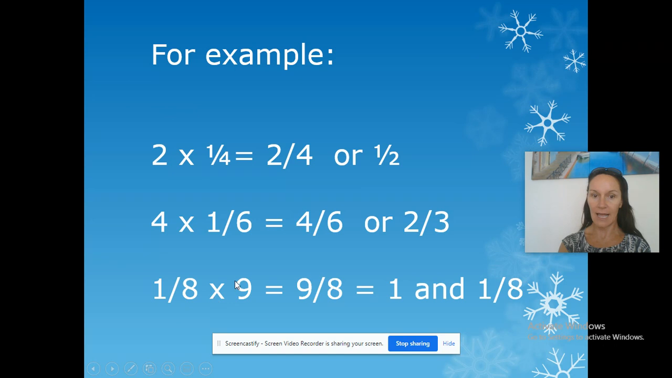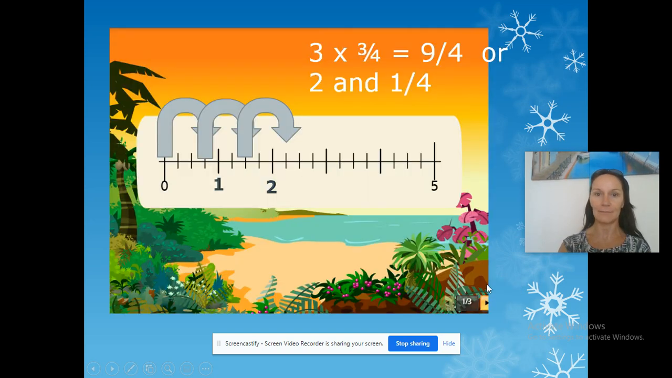1/8 times 9. Well, if I've got 1/8 and I times it by 9, then I've got 9/8. But that is an improper fraction. So I could change that into 1 and 1/8, because 8 goes into 9 once, and then there's 1/8 left over. Here's another picture to show you.